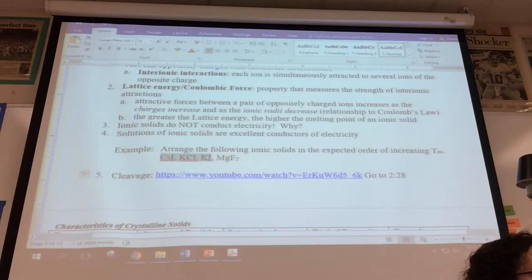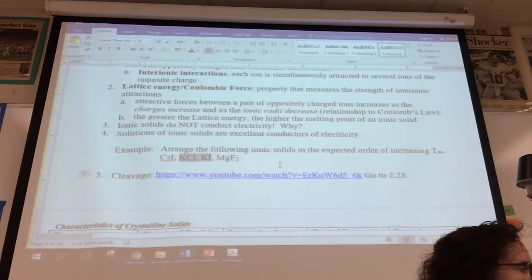Looking at these, you've got to look at radius. The greater the radius, the weaker the lattice enthalpy. So if you consider this one, the radii of these two ions are going to be greater than these, and cesium is going to have a greater radius than potassium ion. So this has the greatest radius and therefore the weakest. So that's going to have the lowest melting point. If you're comparing these two, which ion has a greater radius, chloride or iodide? Iodide. So that will be second weakest. So first weakest, second weakest, then that one, then that one.